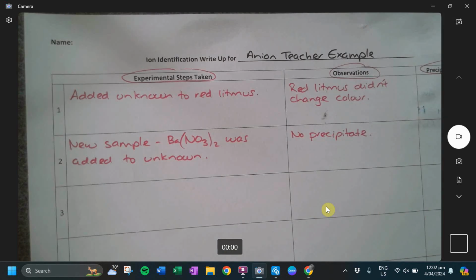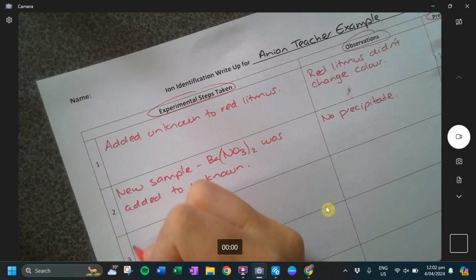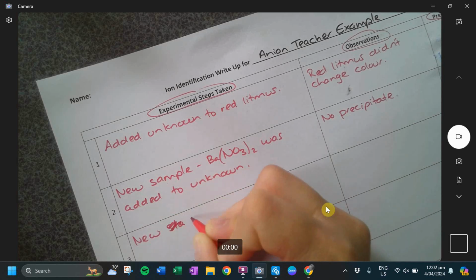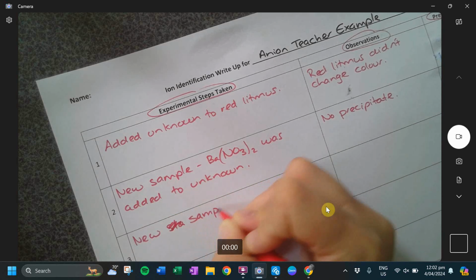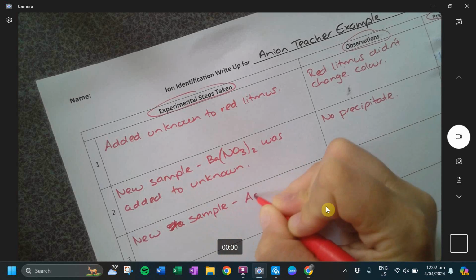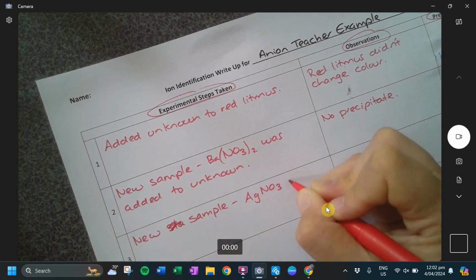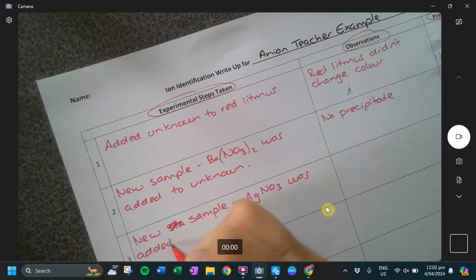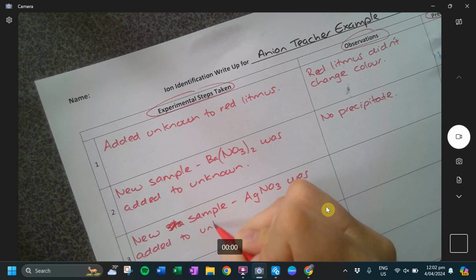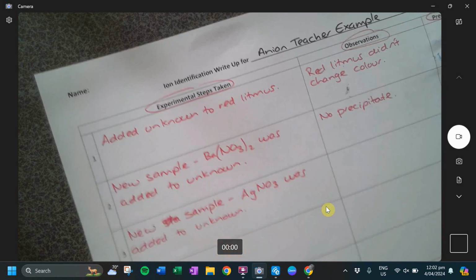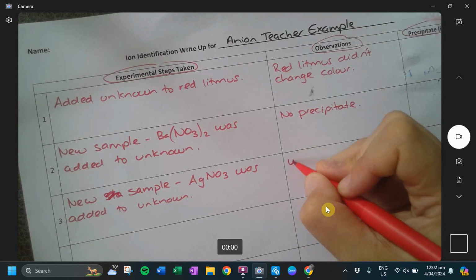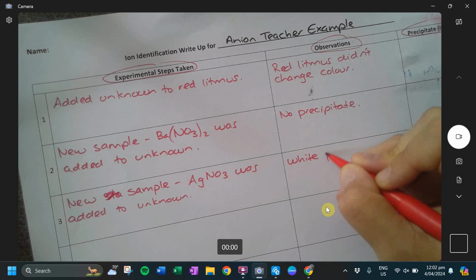All right, let's write our step. New sample. Silver nitrate was added to unknown. And then a white precipitate formed.